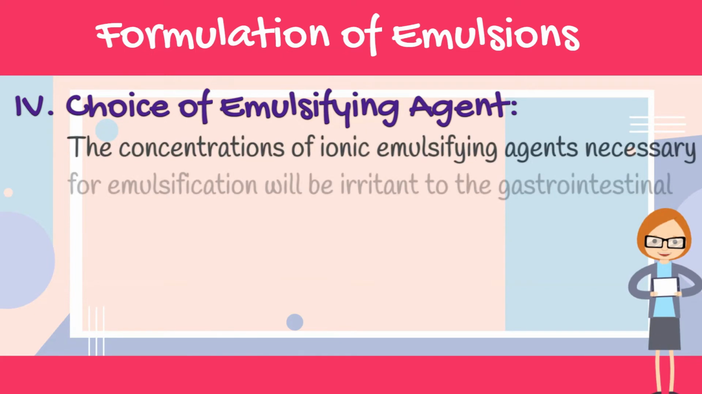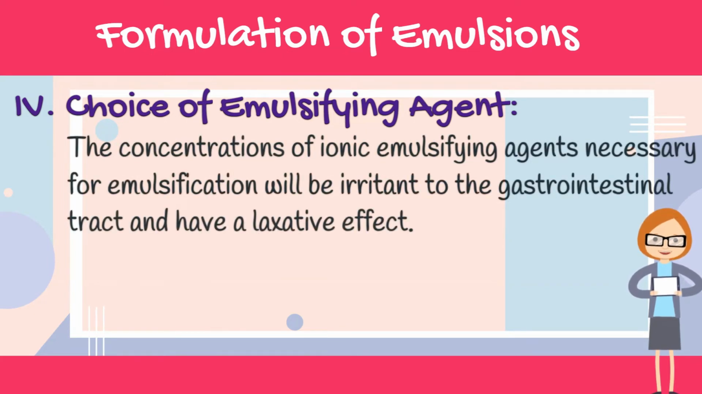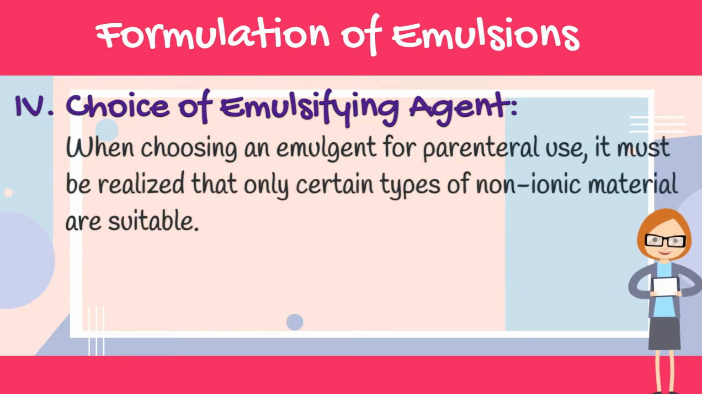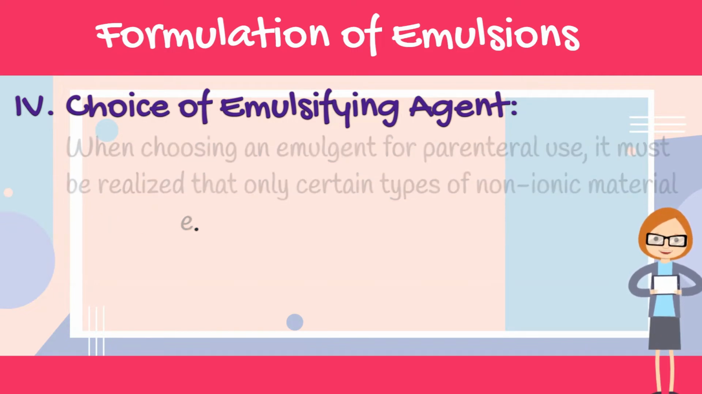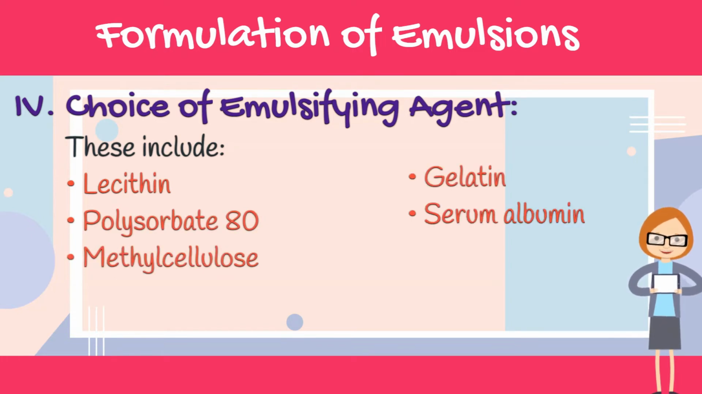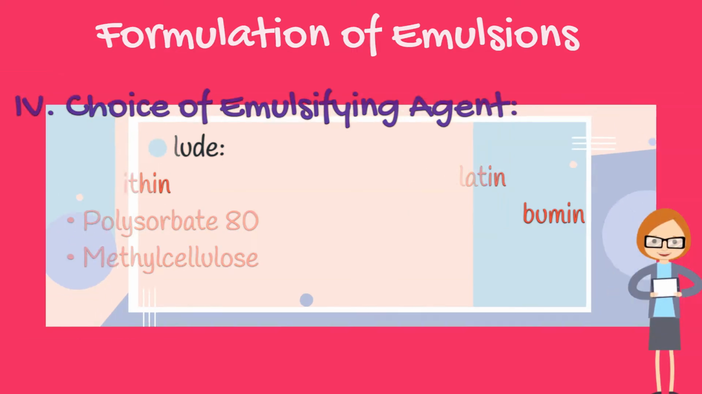The concentrations of ionic emulsifying agents necessary for emulsification will be irritant to the gastrointestinal tract and have a laxative effect. Thus, they should not be used for oral emulsions. When choosing an emulgent for parenteral use, it must be realized that only certain types of non-ionic material are suitable. These include lecithin, polysorbate 80, methyl cellulose, gelatin, and serum albumin.